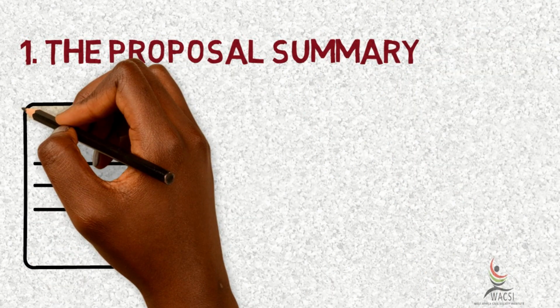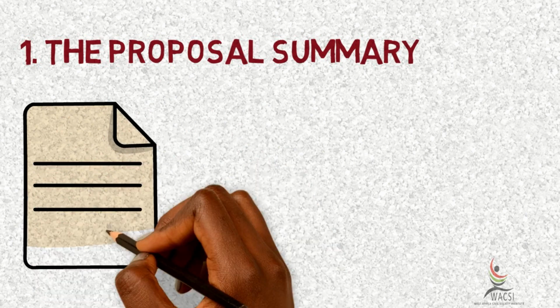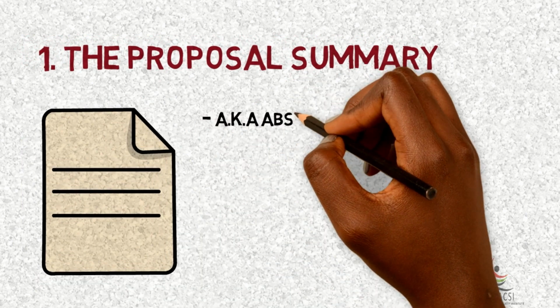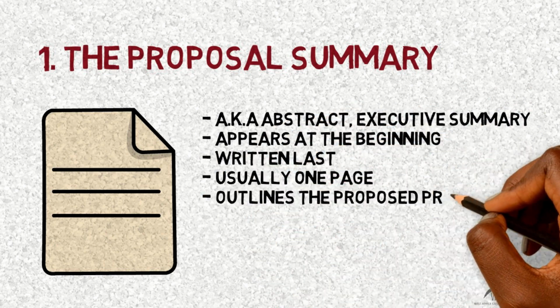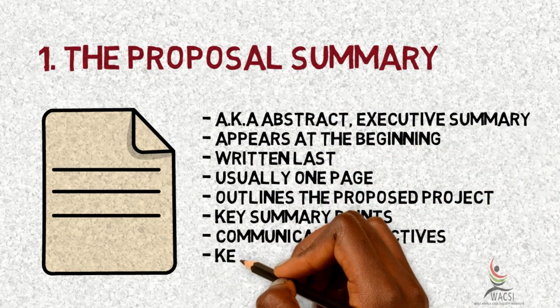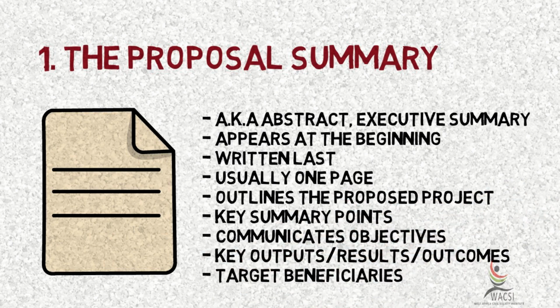Now, the proposal summary is basically the abstract, as I mentioned earlier. It's also known as the executive summary. It appears at the beginning, it's written last, and it's usually 1 page. It outlines the proposed project, it summarizes the key points, and communicates the specific objectives of the specific proposal. It also highlights the key outputs, the results, and the outcomes, and also highlights the target beneficiaries.